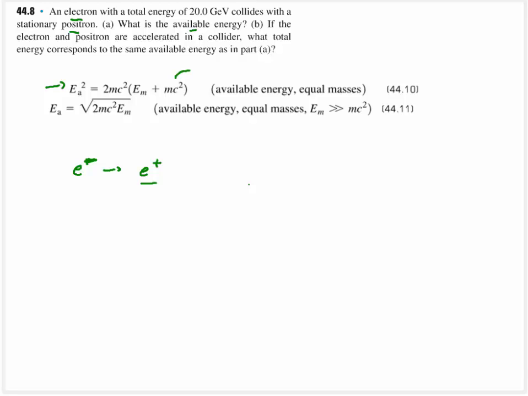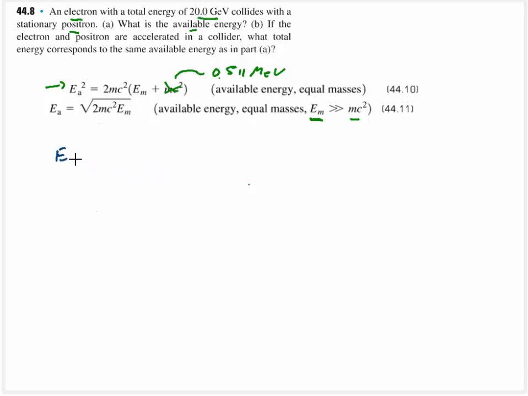Keep in mind that the rest mass of an electron is just 0.511 mega electron volts, and that's far, far, far less than the 20 gigavolts that is available to it. So that guy's pretty much negligible, and as long as the energy is much, much greater than mc squared, we can boil it down to this equation right over there. So that's one we're going to use for this example right here.